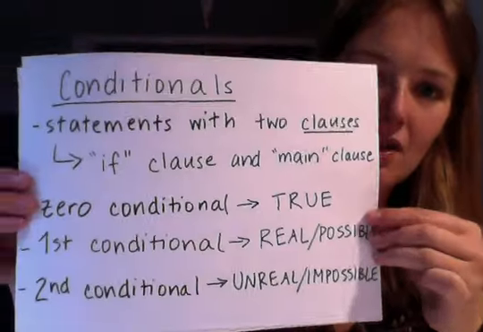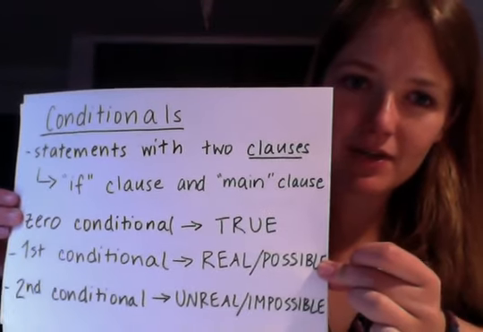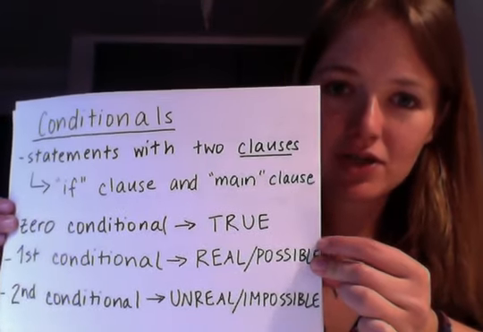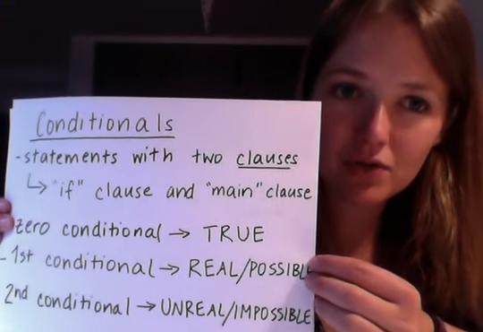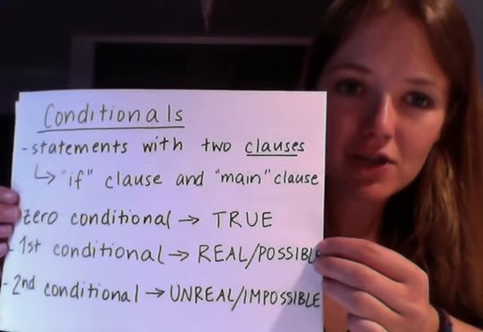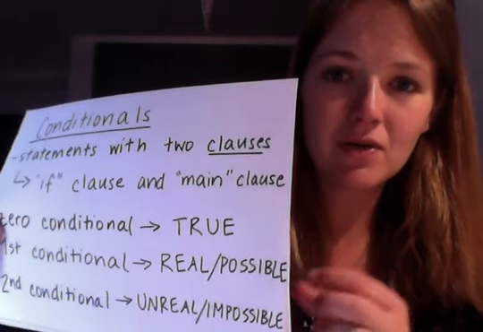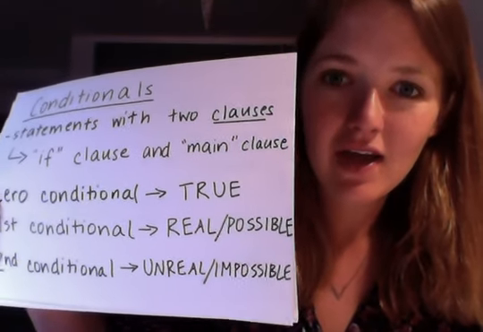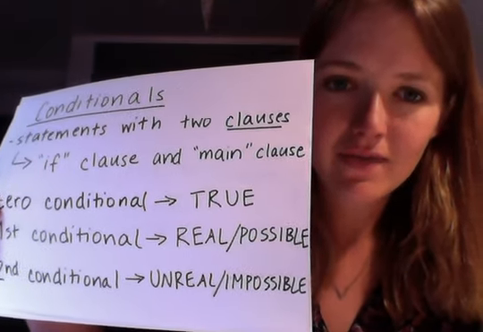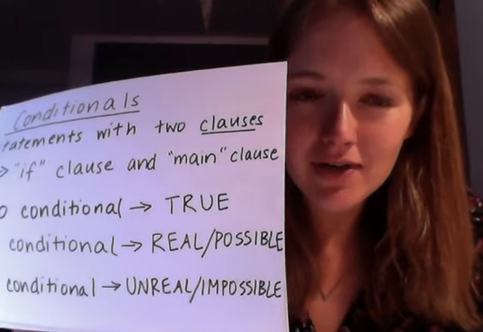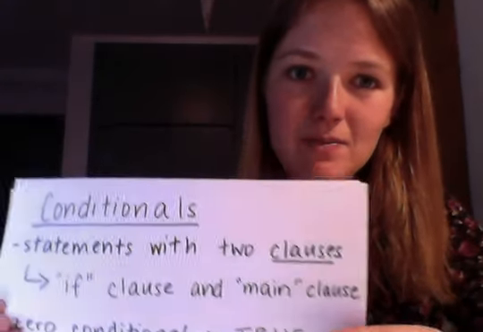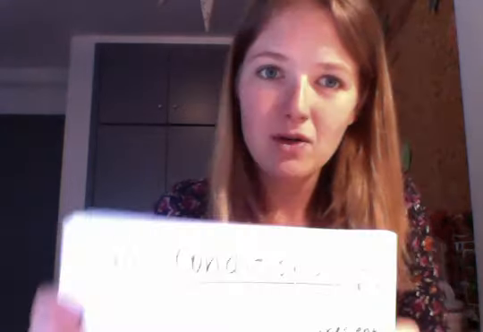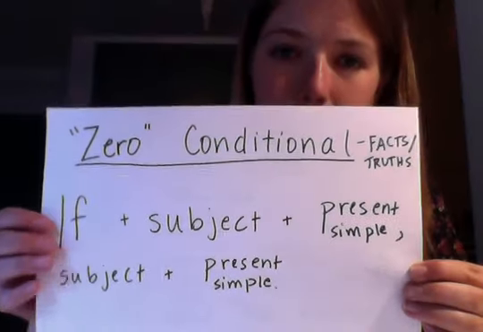All right. Today we'll talk about three types of conditionals. The zero conditional, which is used for truths or facts. The first conditional, which is used for real or possible situations. And the second conditional, which is used for unreal or impossible situations. And we will start with the zero conditional. And let me introduce the structure, which is the following.